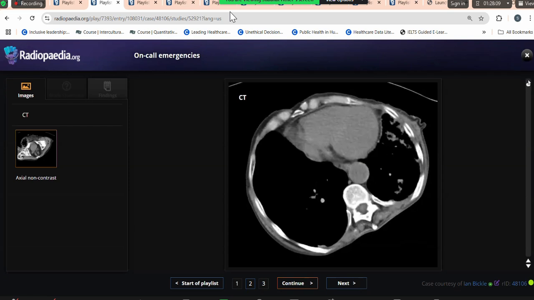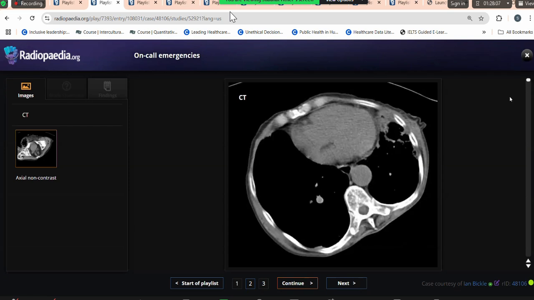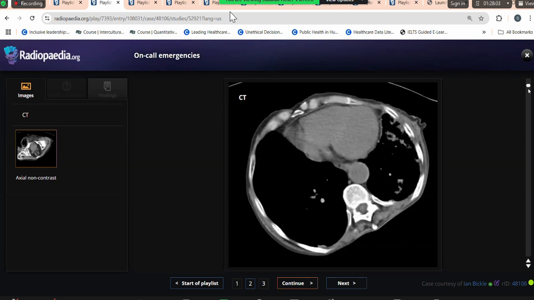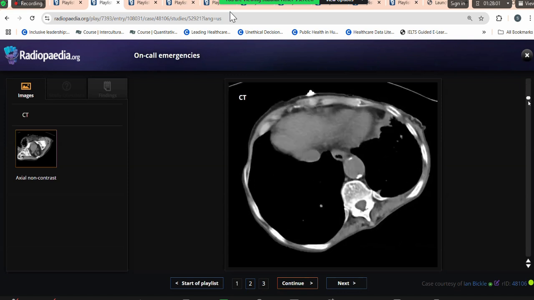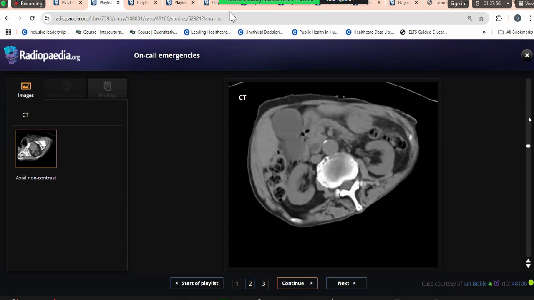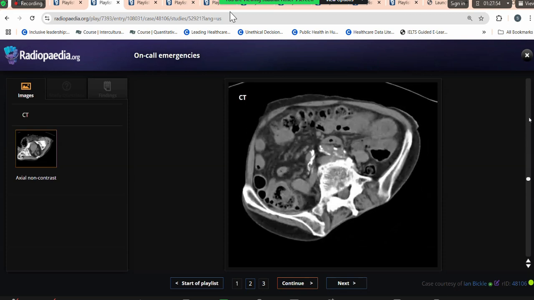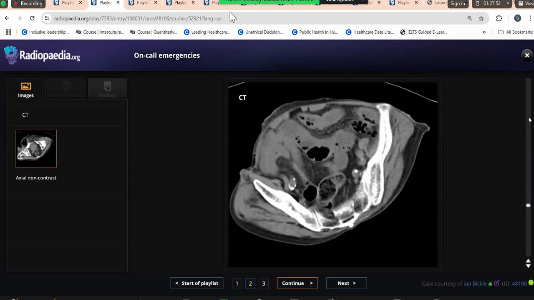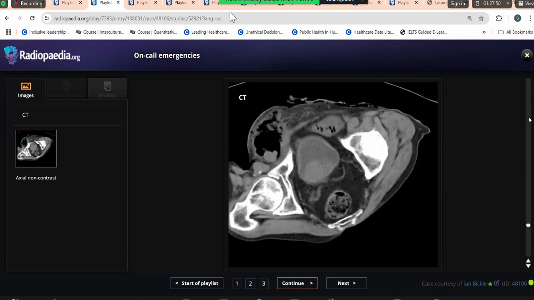Yes. This is a CT chest, soft tissue window, axial section of an acutely presenting patient. I would like to scroll the images first.